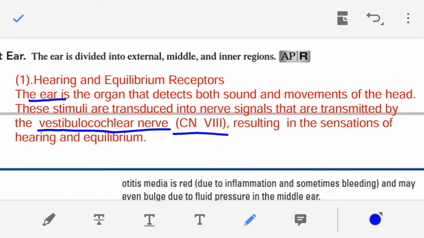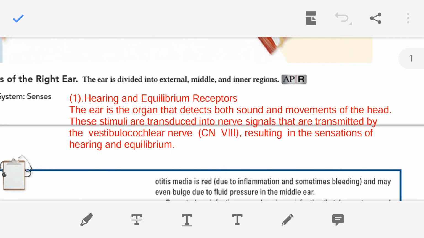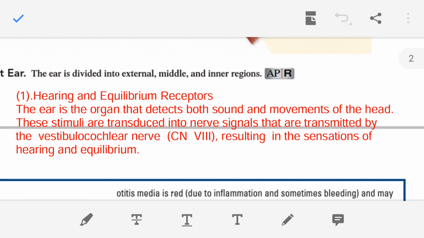And when this nerve is sending the nerve impulse to the brain center, that time we are having the sensation of hearing, the sensation of various sounds, and due to that we are also balancing our body. So this is the role that the ear is playing in our body, the function of the ear.